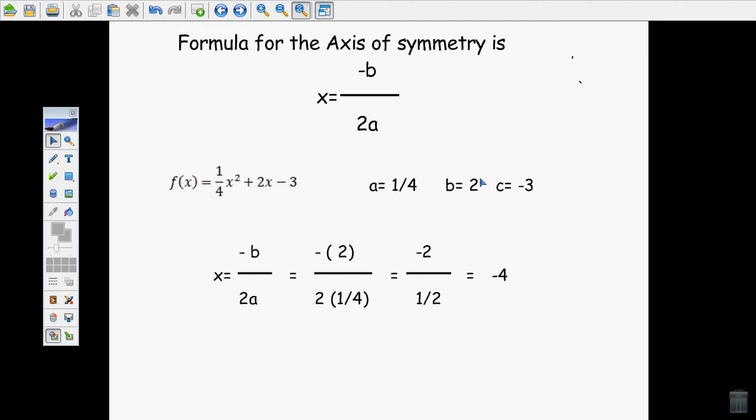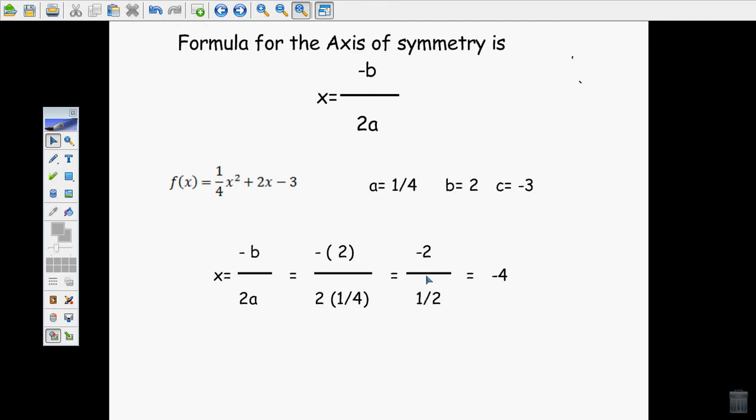If b is negative, then the negative of -2 will make it positive. Hopefully that makes sense. So your numerator here will always be the opposite sign of whatever b was. And then the denominator is 2 times a. So I've got it right here, 2 times a, and then you will just substitute the value of a in. And in this case, it was 2 times 1/4 because a was 1/4. When you multiply 2 times 1/4, you get 1/2.